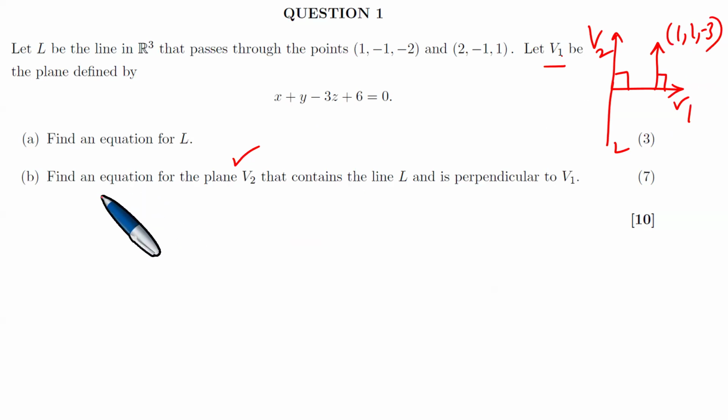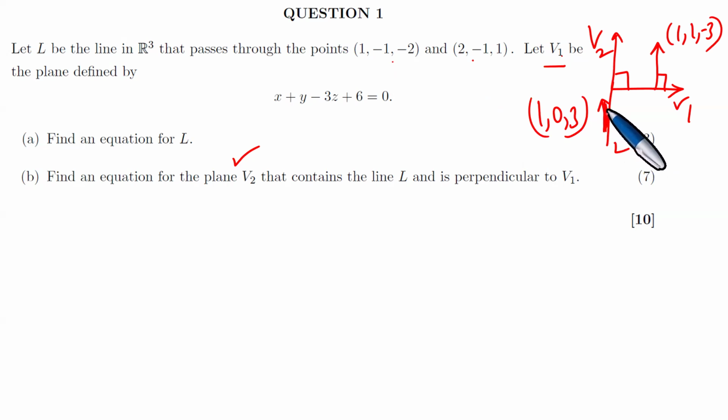To find an equation for the plane V2, we need a couple of things. Here there is a vector parallel to the line, the vector (1, 0, 3). We remember the vector (1, 0, 3), which is formed by this vector minus that. So we already know the vector (1, 0, 3), which we got in the previous question. It is parallel to the line.